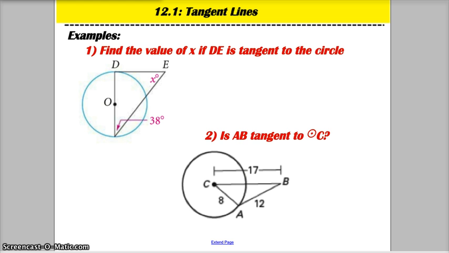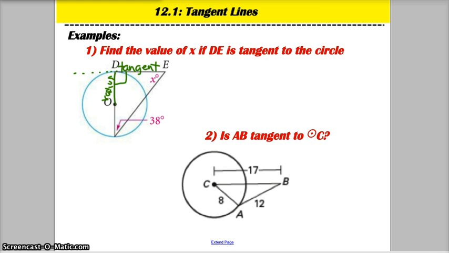Some examples use what you were just told. The idea that if you have a tangent line, and it does continue extending forever, and a radius from here to here, those two form a 90-degree angle. You now have a triangle. Triangles add up to 180 degrees. So 180 degrees minus the 38, and you can find the value of x.